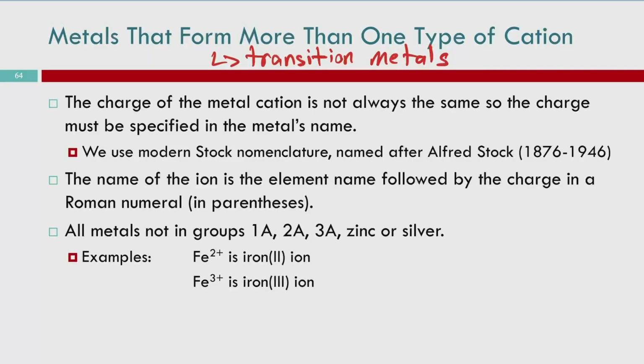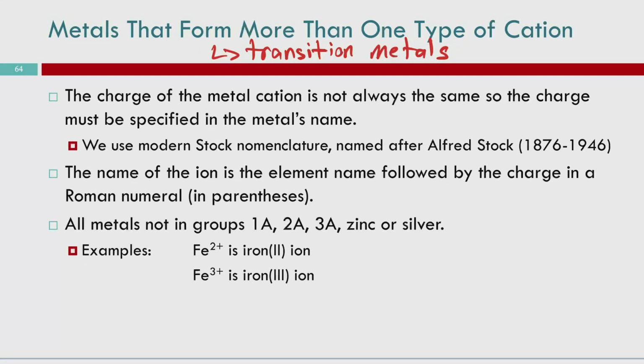And we are primarily going to be using the modern Stock nomenclature named after Alfred Stock. Thank you, Alfred Stock. Everyone say thank you, Alfred Stock. Thank you, Alfred Stock. Okay, nobody was on board with that. Here's why we're saying thank you, Alfred Stock. Thanks to Stock, the name of the ion is the element name followed by the charge in a Roman numeral in parentheses. This is easier than the old way. So it might not feel great, it's easier.